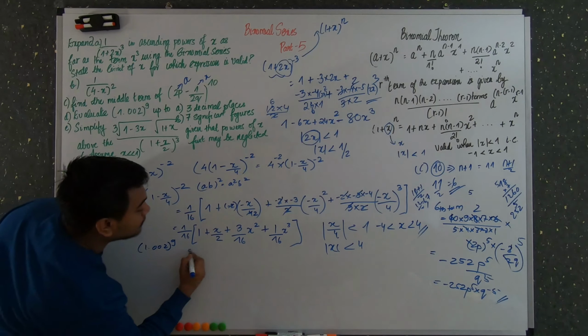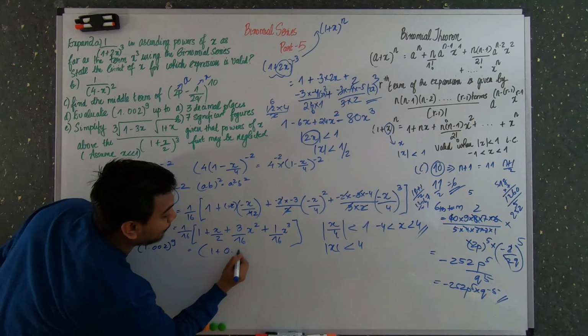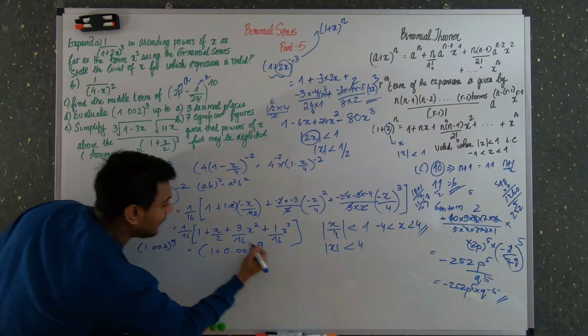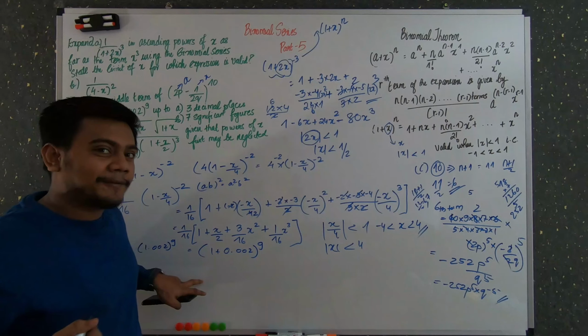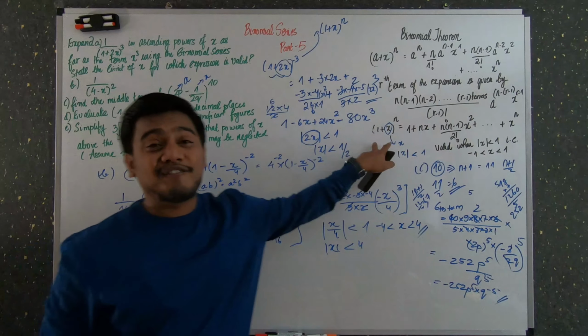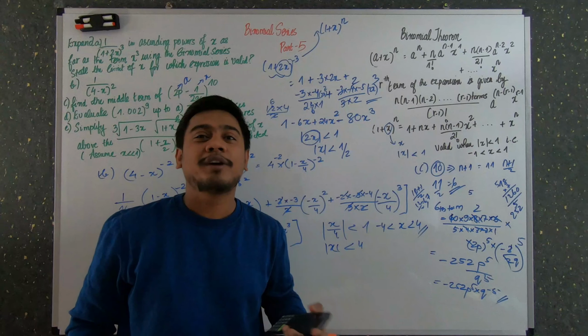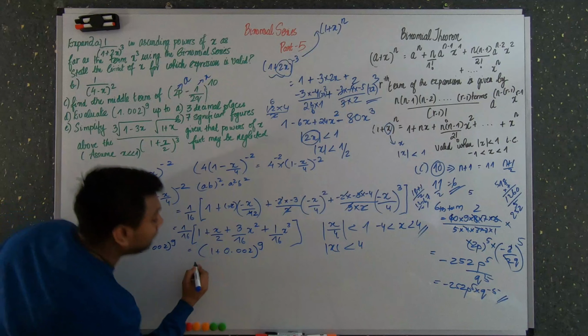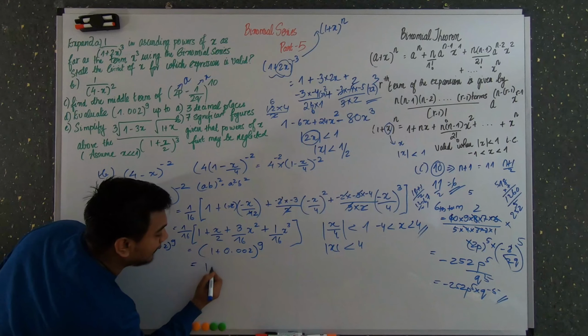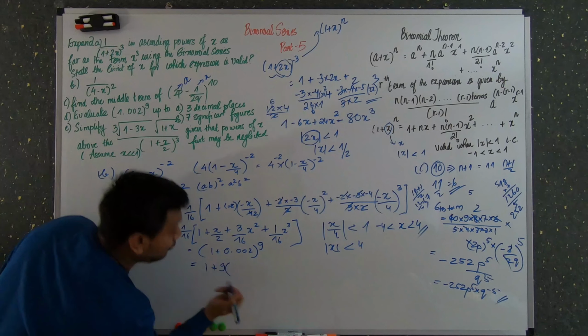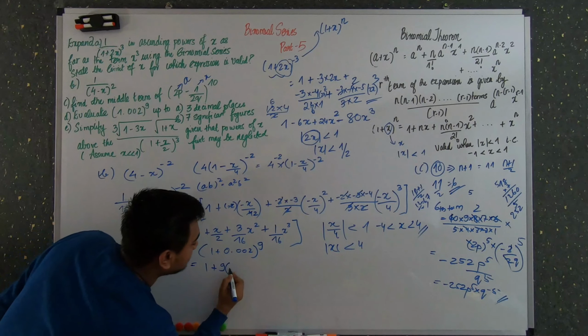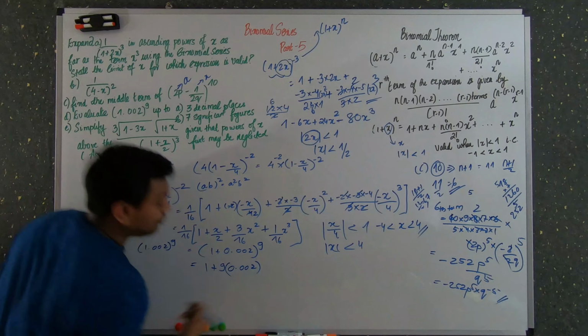So now this you can also write in the form 1 plus 0.002 the whole raised to 9. Now we can see that it is in the form 1 plus x the whole raised to n. So you can directly apply the formula. So it is 1 plus nx, 1 plus 9 into 0.002, right?